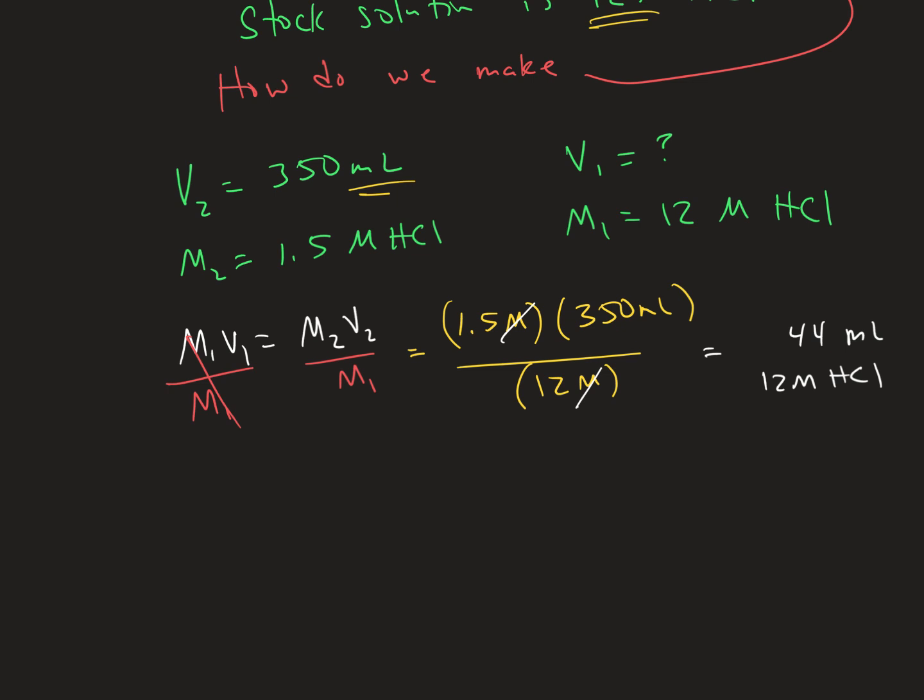Just add water. How much? Until the beaker reads 350 milliliters. So if we want to know exactly how much, if we're writing a recipe for this, we want 350 milliliters, and we're going to subtract 44, because we have 44 milliliters of our 12 molar solution. Not 0.44, but 44 milliliters, and we get 306 milliliters of water.